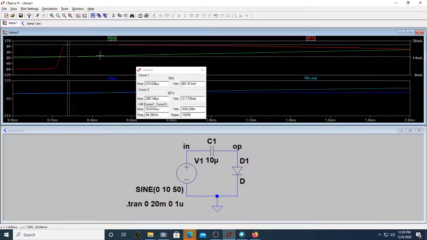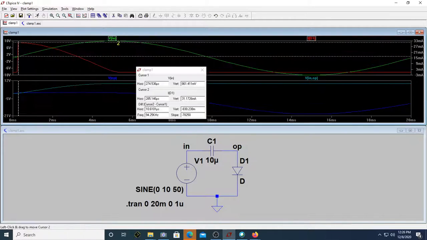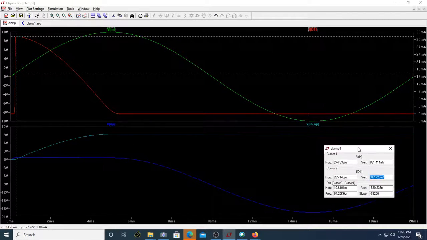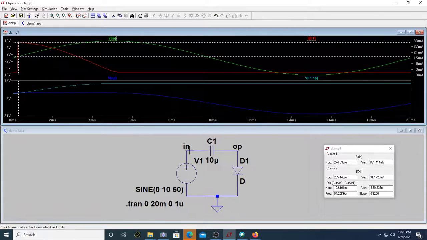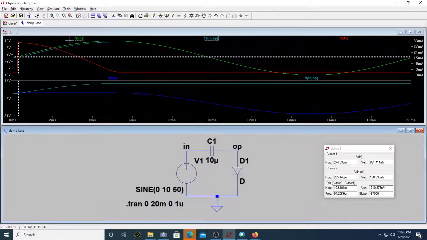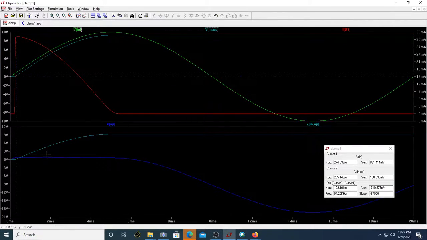In the first quarter of the cycle, see here, this is my capacitor voltage. If you carefully note this, V in minus V out, because I'm measuring the capacitor voltage across these two terminals. Since this is my capacitor voltage, as the input voltage is increasing, the capacitor voltage is also increasing, and it goes to a maximum point. This capacitor voltage is a maximum of Vp minus Vd on.